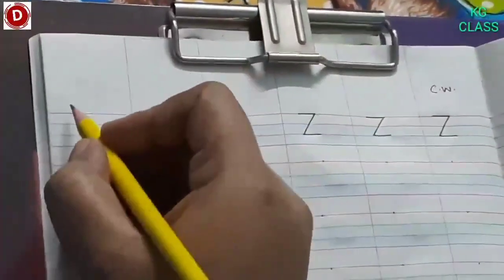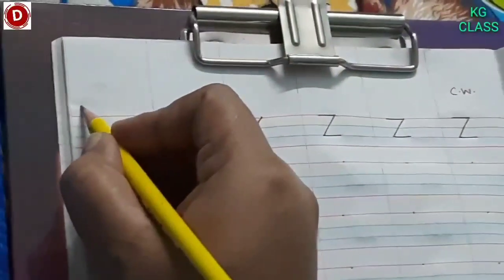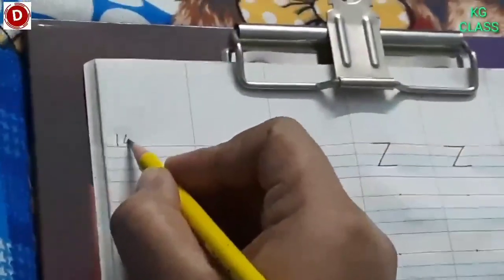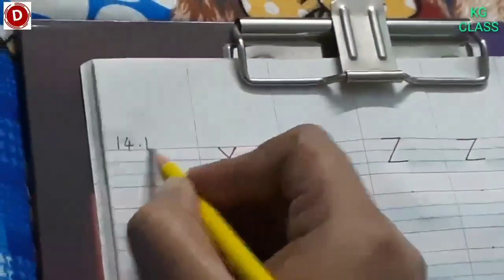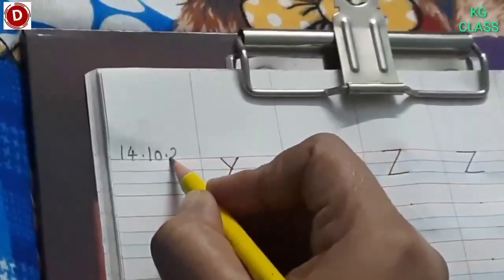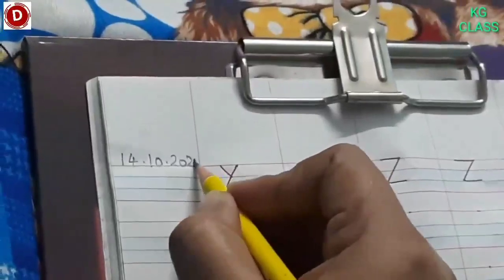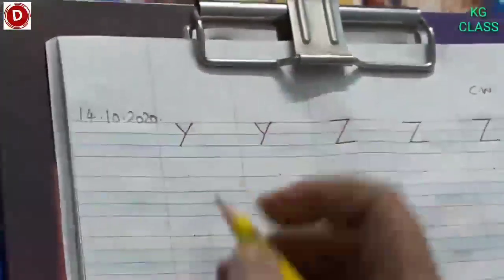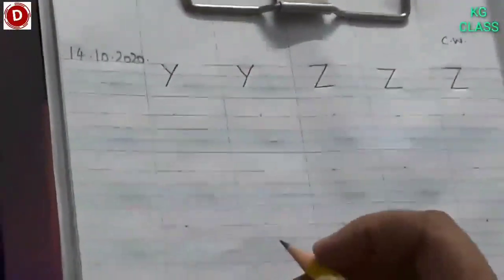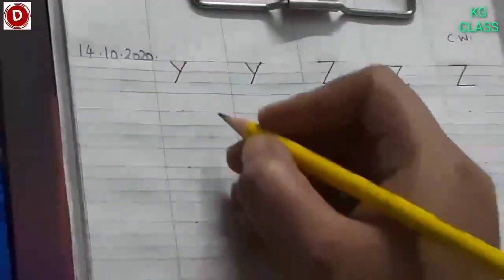Before writing this, first you have to write today's date. Today is 14th October 2020. Write this right on the line. Then, now you know how to write capital Y.